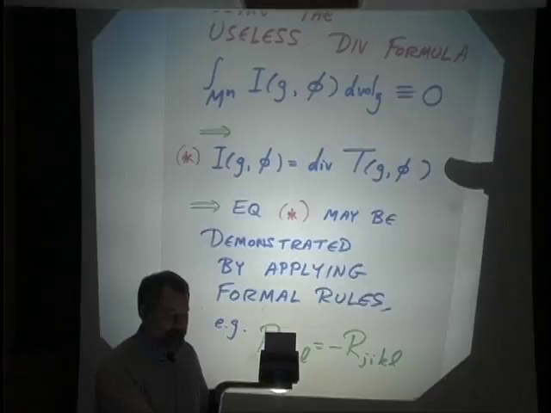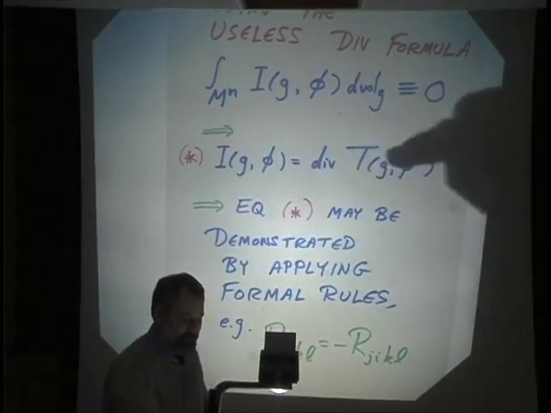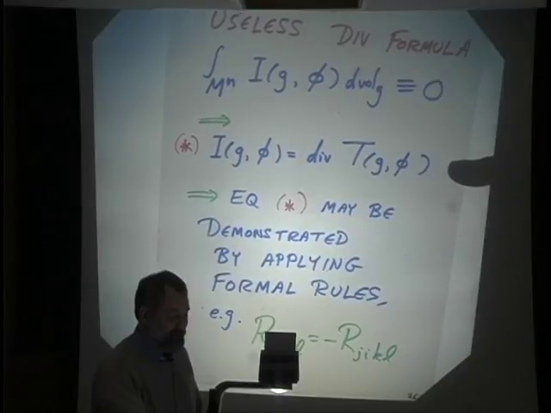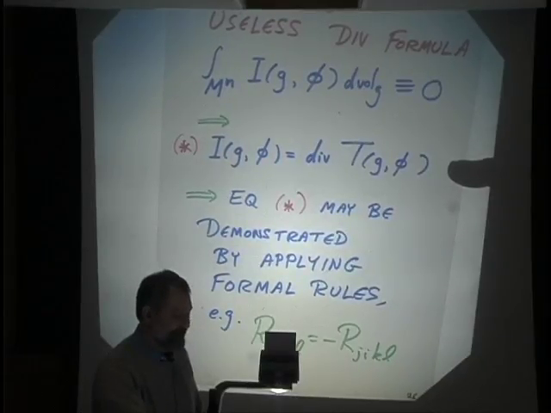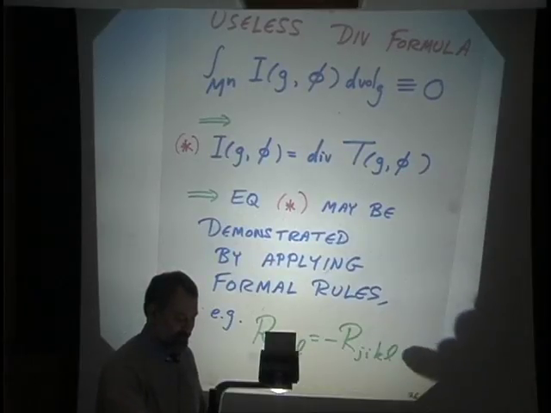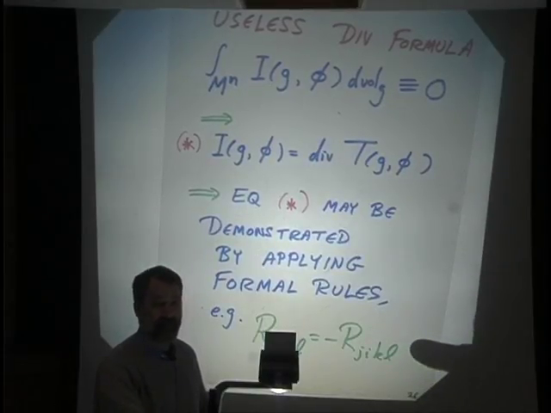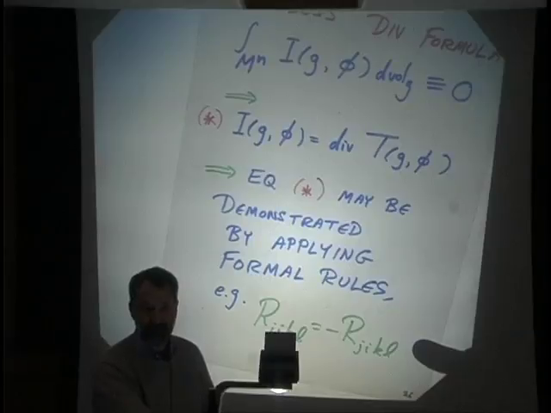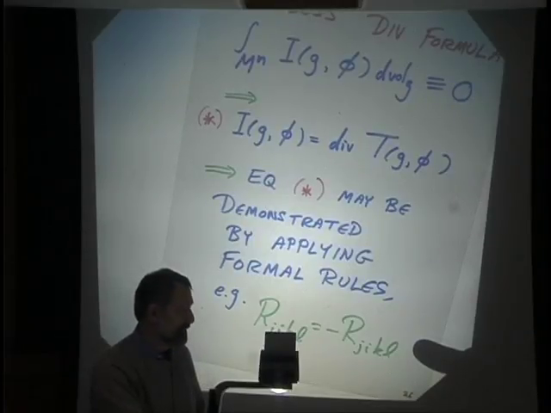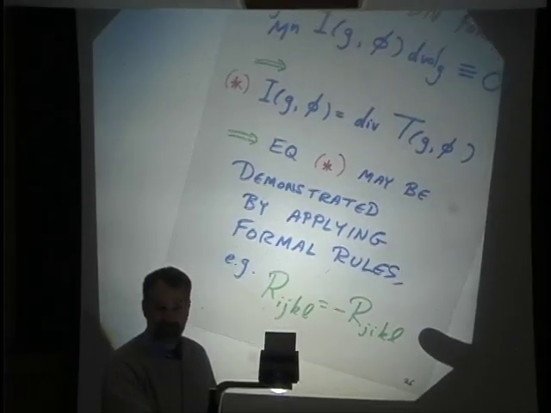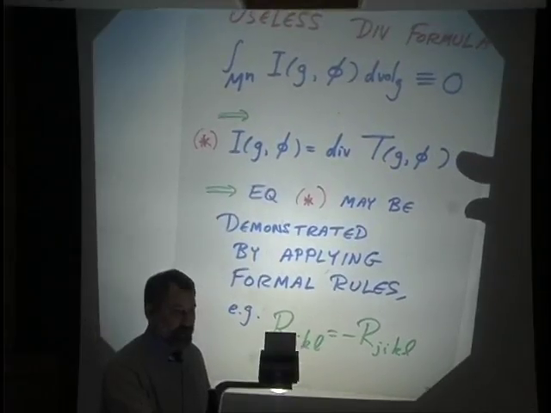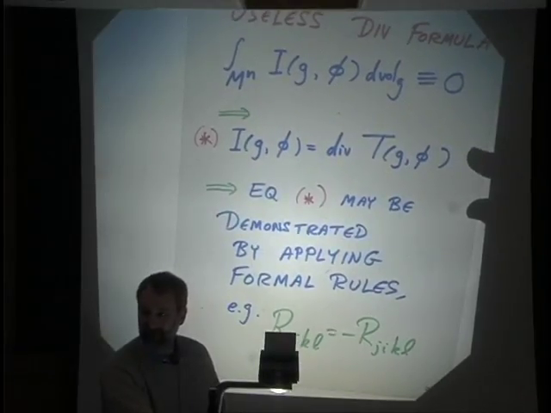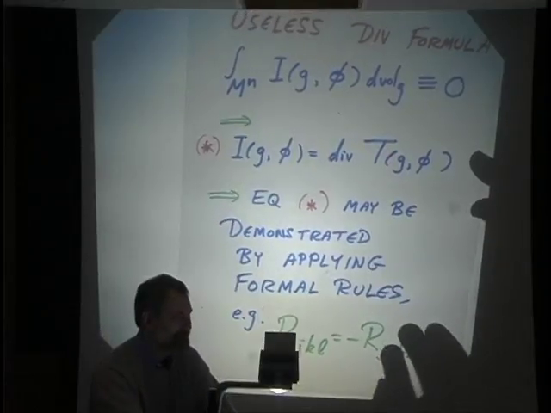Damn. Never mind, it is an exact divergence. So this equation is true. The fact that it's true always means that it can be demonstrated by applying formal rules like the symmetries and antisymmetries of the curvature tensor. Okay? That's the observation from invariant theory. Okay? So not only is this true, but it follows from applying the formal rules. So what? Watch.